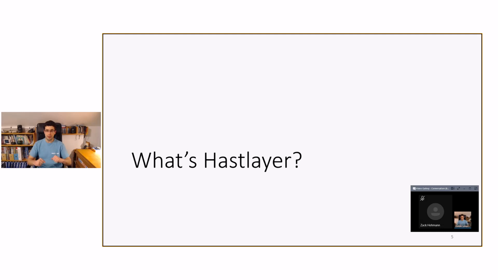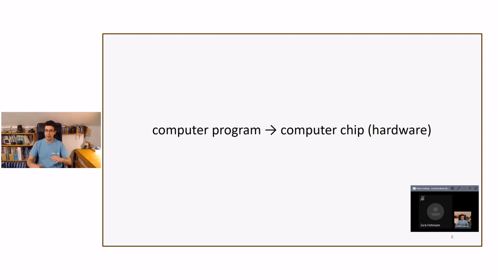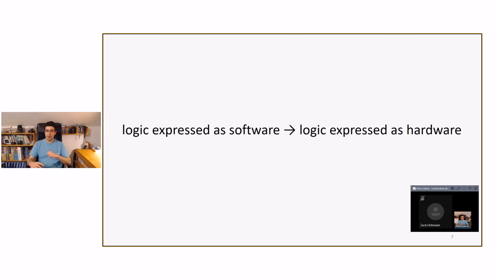Okay, so what on earth is Hastlayer? Well, Hastlayer is a tool that takes a computer program and converts it into a computer chip. So we can also say a piece of logic hardware. We can also say that Hastlayer takes a piece of logic which is expressed in software form and creates an equivalent logic which is expressed in hardware form. So the logic stays the same, the algorithm stays the same, the results stay the same, but before we had a piece of software and now we have a piece of hardware.